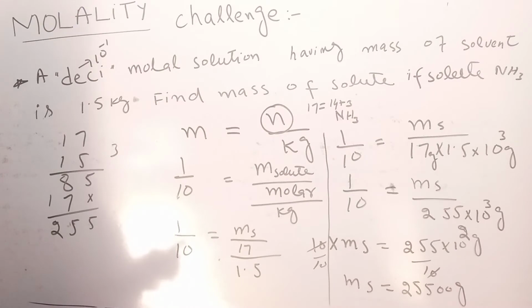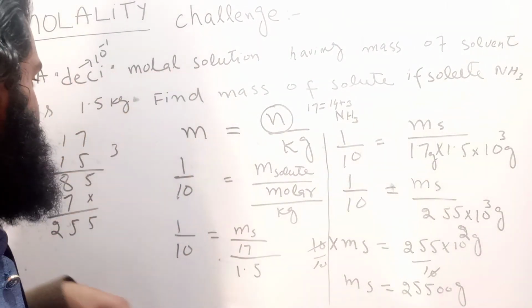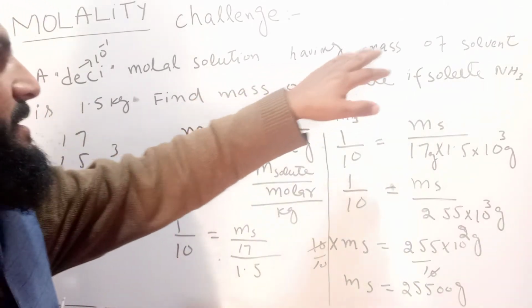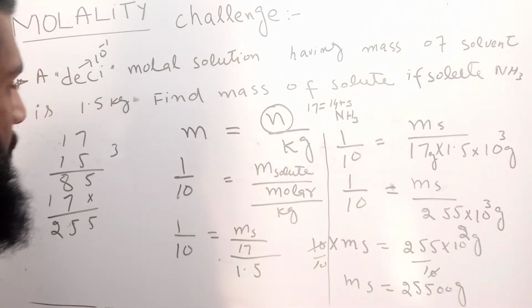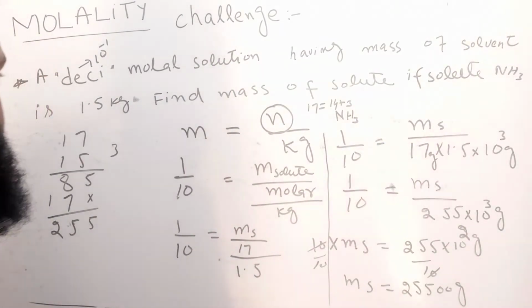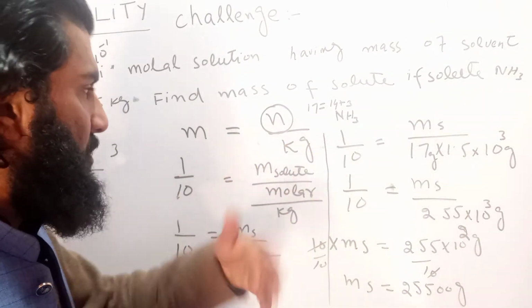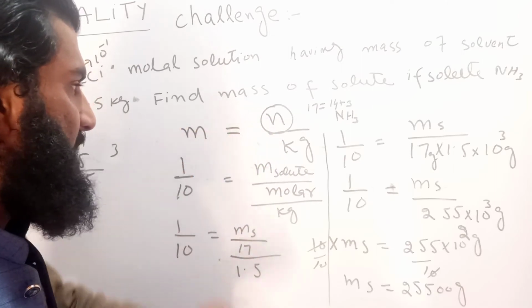Clear. So the question was that a decimolar solution, a solution whose molality is 1 by 10, having mass of solvent 1.5 kilogram. Find the mass of solute. So we know that molality is equal to the number of moles in kilogram of solvent.